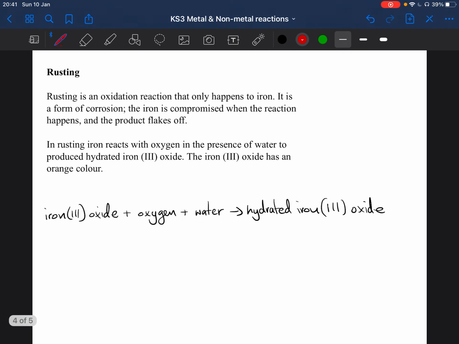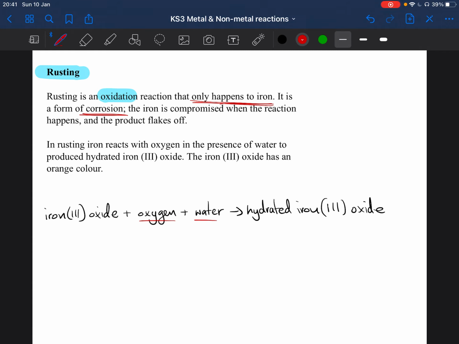Okay, guys, so another example of an oxidation reaction that I want you to know about is rusting. So rusting only happens to iron, okay? It doesn't happen to any other metal. So whenever you hear someone talk about rusting, you need to automatically think iron. And what happens is the iron reacts with oxygen and water in the atmosphere and corrodes.